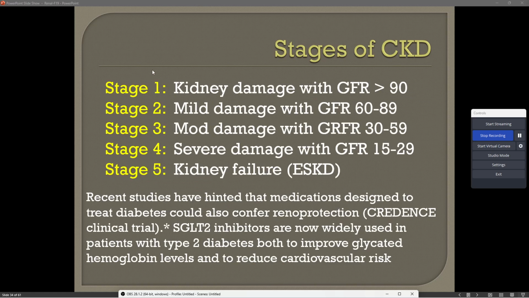Now, the stages of CKD can be ranked 1 through 5. They're very easy to classify. Any GFR that is going to be less than 60. Actually, no, that's greater than 90. I apologize. Is going to be stage 1. I don't understand that one. Essentially, I think the focus there is kidney damage.